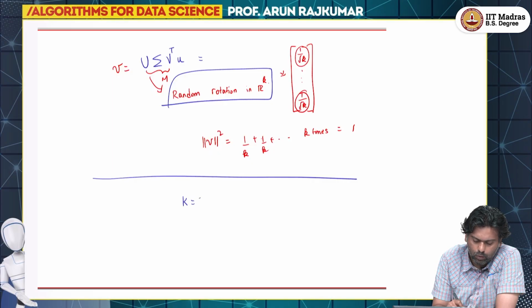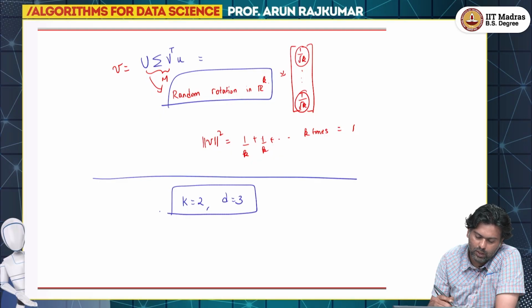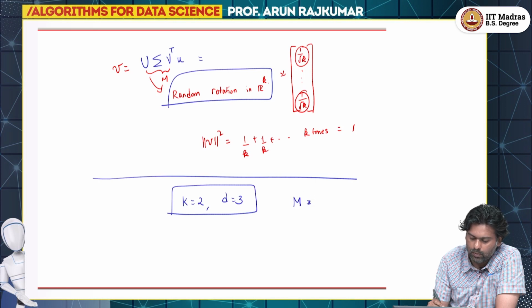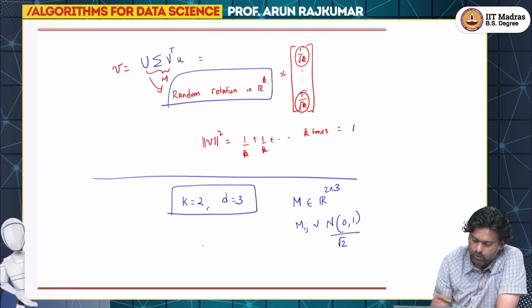Let's fix k to be 2 and d to be 3. Now, what I want you to do is generate M, which is a k cross d matrix. M belongs to 2 cross 3 matrices, where Mij is standard normal with mean 0 and variance 1 by square root k. In this case, k is 2, so square root 2. So generate these matrices. Generate, let us say, 1000 such matrices.